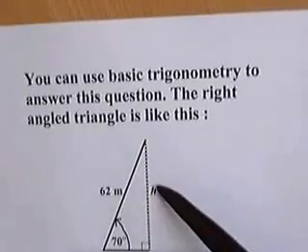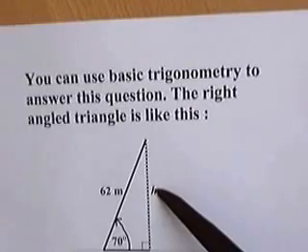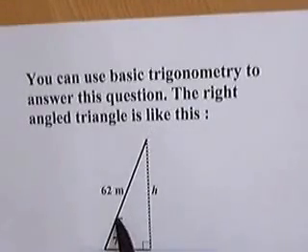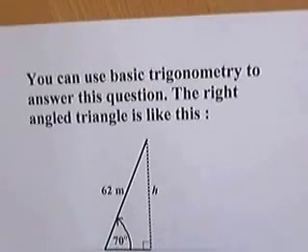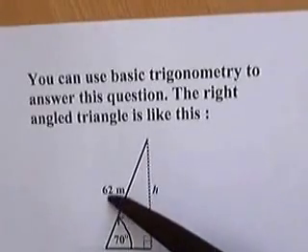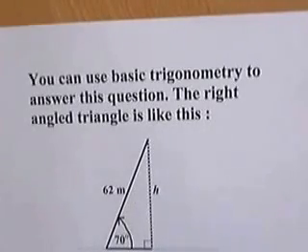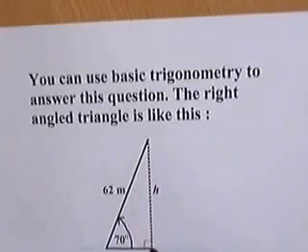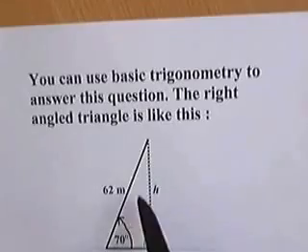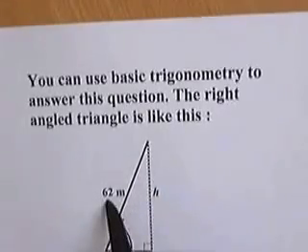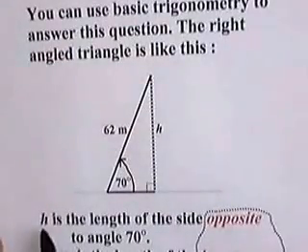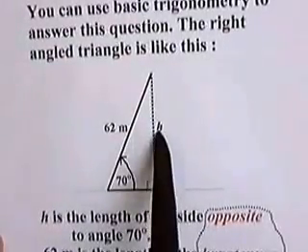Okay, there's the right angle triangle. I've called the vertical height of the kite H, and here is the angle of elevation 70 degrees, and there's the length of the kite string 62 meters. Well, now, how do we use trigonometry to find H? Well, again, we have to work out what's the relationship of this side to that angle and this side to this angle. Okay, and you could do it like this.